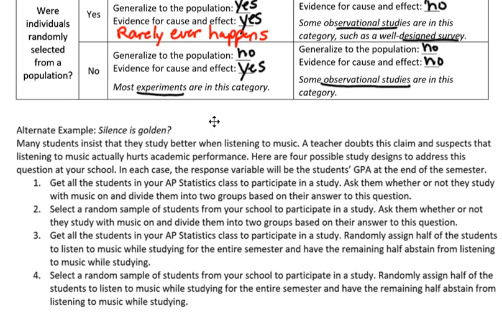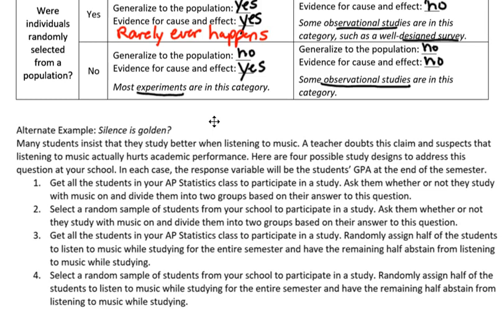Number 1, get all the students in your AP Statistics class to participate in the study. So nobody was randomly selected in this case. Ask them whether or not they study with music and divide them into 2 groups based on their answer to this question. So they were not randomly assigned. Number 2, select a random sample of students from your school to participate in this study. So we randomly selected our sample. Ask them whether or not they study with music on and divide them into 2 groups based on their answer to this question. No random assignment.